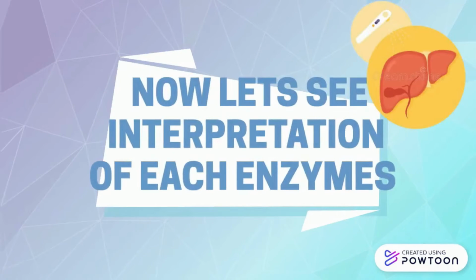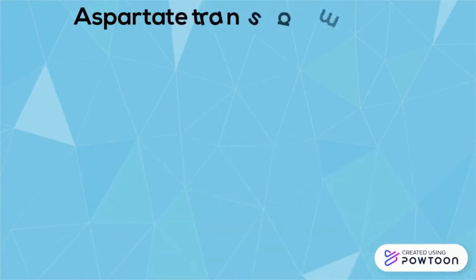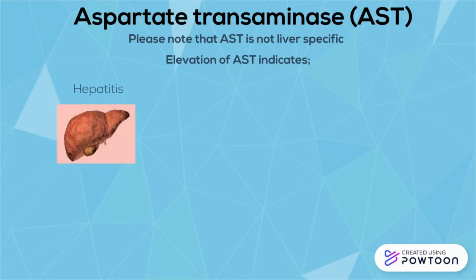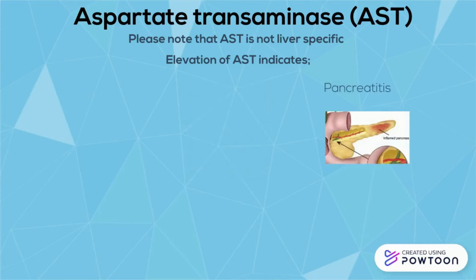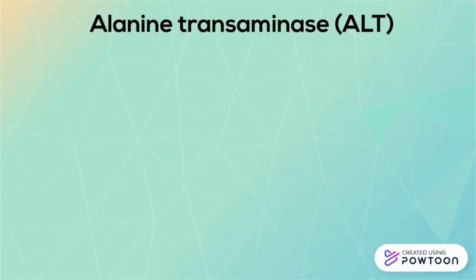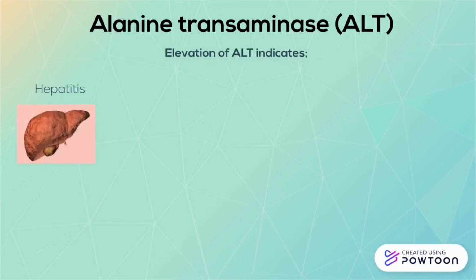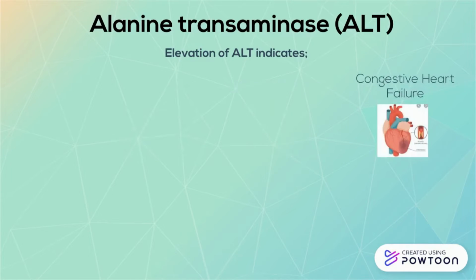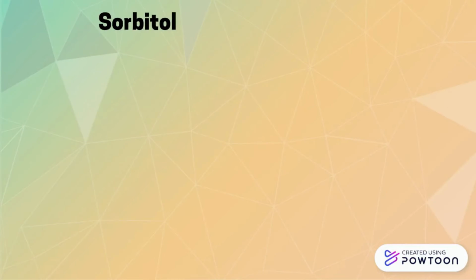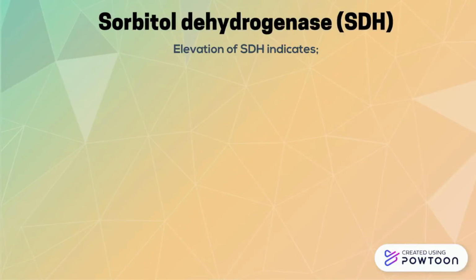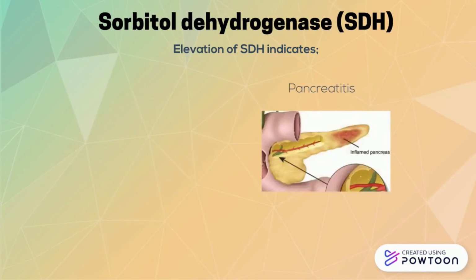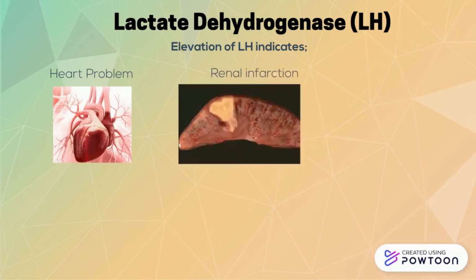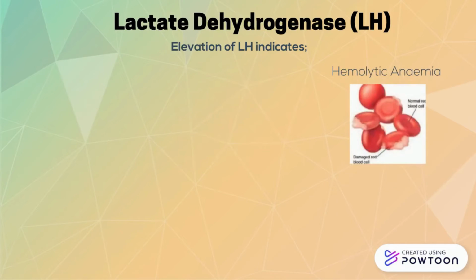Now let's see the interpretation of each enzyme. When AST is elevated, it may indicate hepatitis, heart problem, pancreatitis, or renal infarction. When ALT is elevated, it may indicate hepatitis, diabetes, bile duct problem, congestive heart failure, or jaundice. When SDH is elevated, it may indicate hepatitis or pancreatitis. When LDH is elevated, it may indicate heart problem, renal infarction, hemolytic anemia, or megaloblastic anemia.